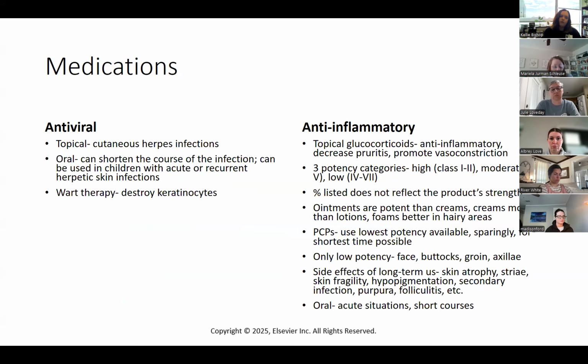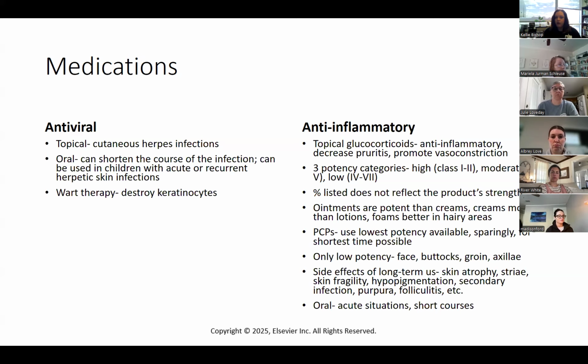Antivirals, topicals help with cutaneous herpes infections, and then the oral ones help to shorten the course of the infection. Wart therapy destroys the keratinocytes. You'll see some wart therapy done in clinics. Most of the time, it's not all that effective. They just go away on their own, but there are different things you can do for warts. And then anti-inflammatory topical glucocorticoids are definitely the thing we use the most for anti-inflammatory.